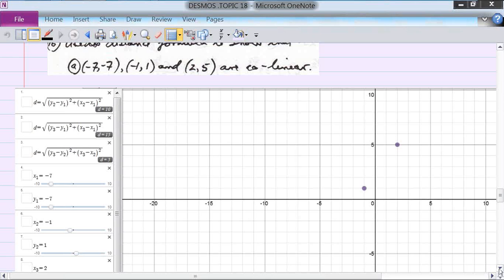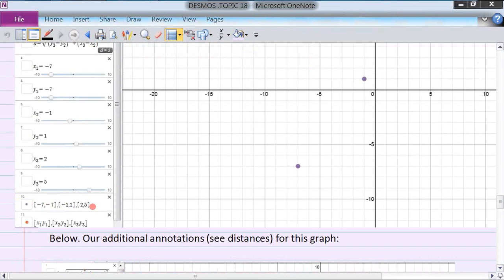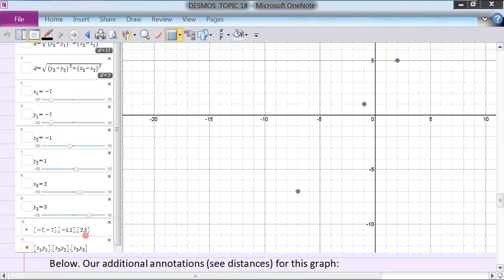What I did was I put the 3 points in and plotted them with this notation here, so they appear on the graph right here. Here are the 3 points. Here's minus 7, 7. Here's minus 1, 1. That's this point right here. And this point is 2, 5.